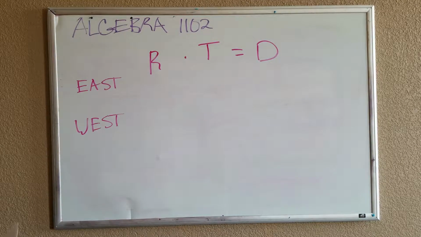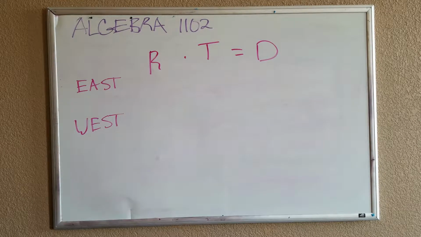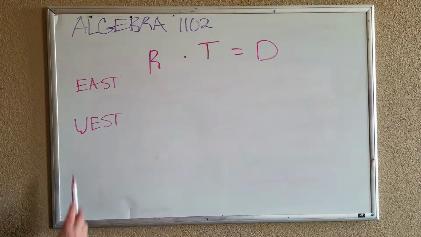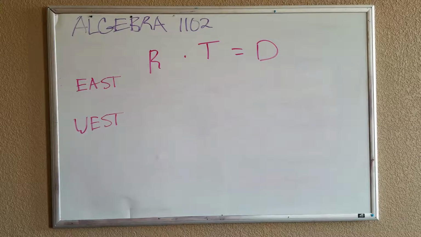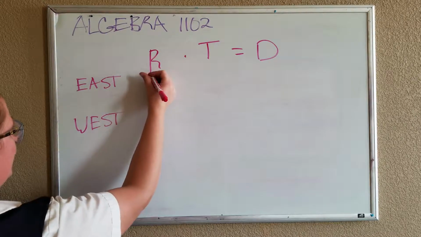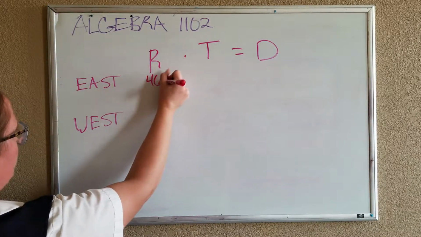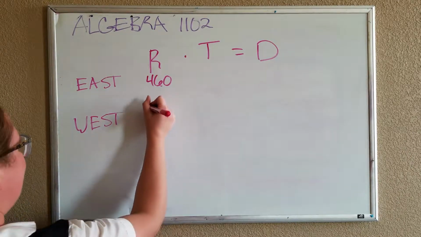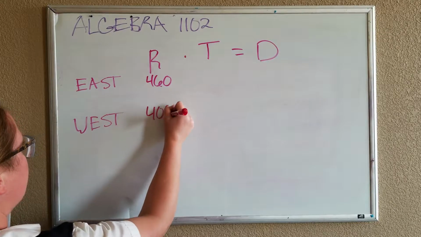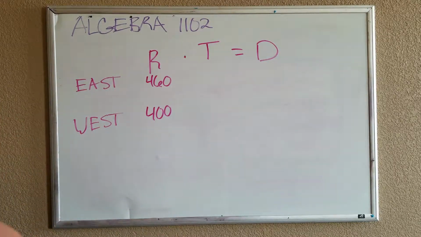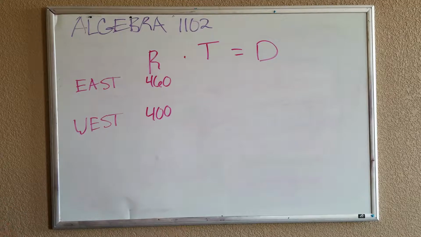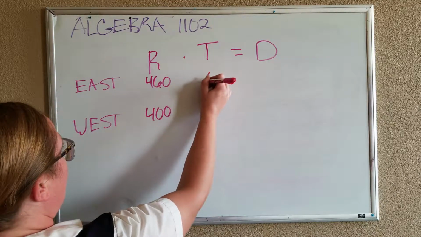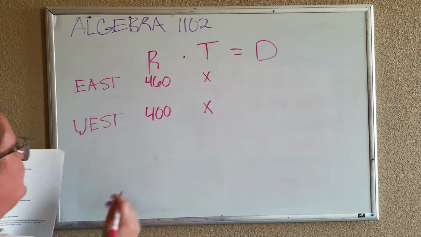All right, so 2 planes leave the airport at noon. So they leave at the same time. So we have rate times time equals distance. You have eastbound and westbound. The eastbound plane is flying at 460 miles per hour. And the westbound plane is flying 400 miles per hour. And all they say about their time is that they left at the same time. They left at noon. So that means their times are equal. They both traveled x amount of hours. That's what they want to know.